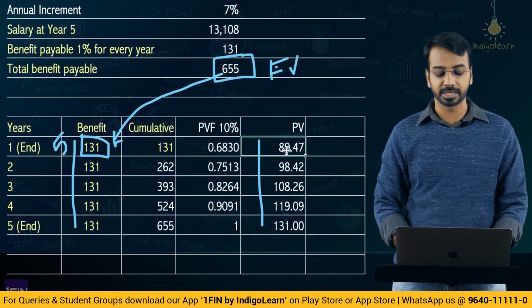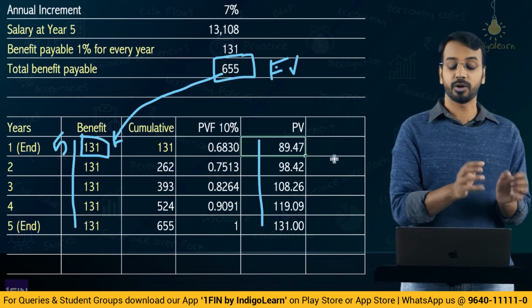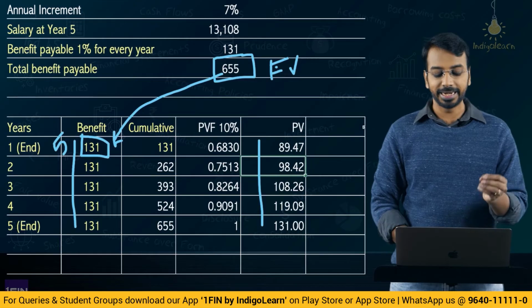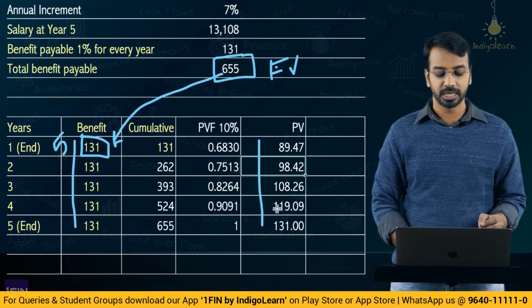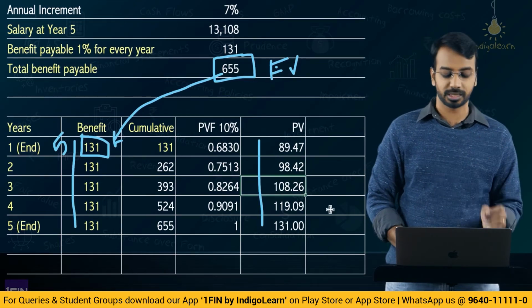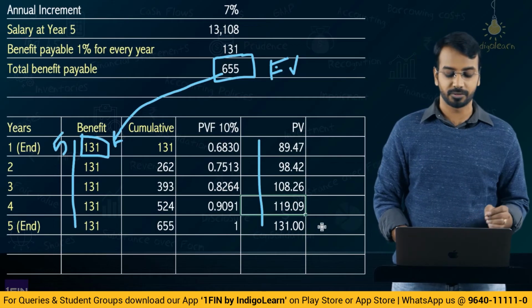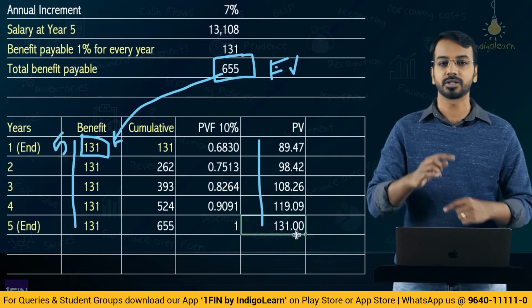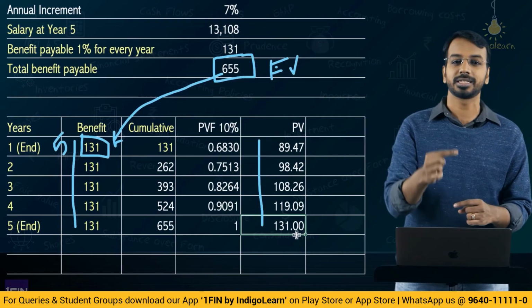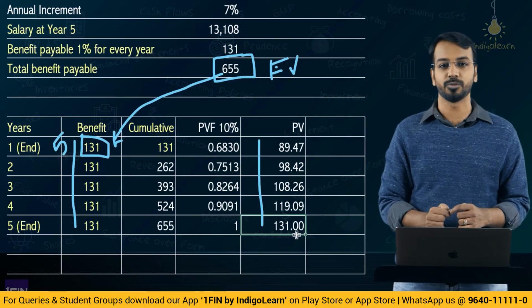So, in year 1 you will say my service cost is 89.47. In year 2 you will say 98.42 is my service cost. Then 108.26 is the service cost, 119.09 is the service cost, and 131 is the service cost. Each year you will provide for service cost based on these amounts, right.